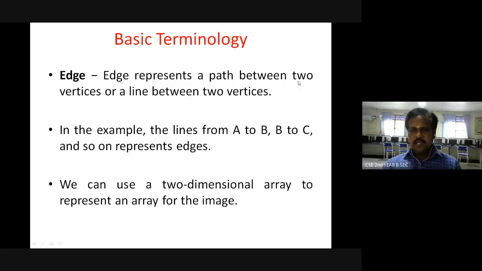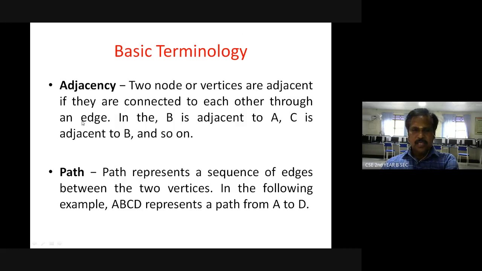Edge represents a path between two vertices or a line between two vertices. In the given example graph, the lines from A to B, B to C, and so on represent the edges. We have already discussed this. Next one, adjacency and path. What is an adjacency and what is a path? Adjacency: two nodes or vertices are adjacent if they are connected to each other through an edge. If it is an edge, that is called an adjacency.